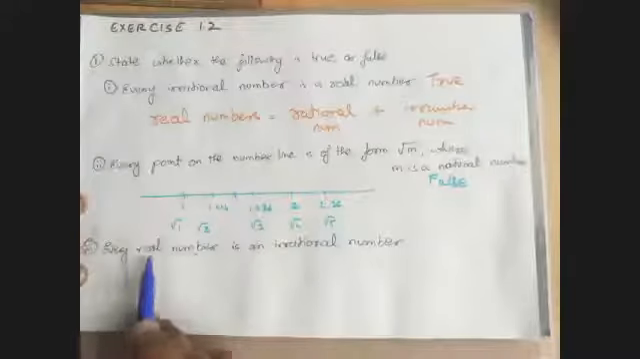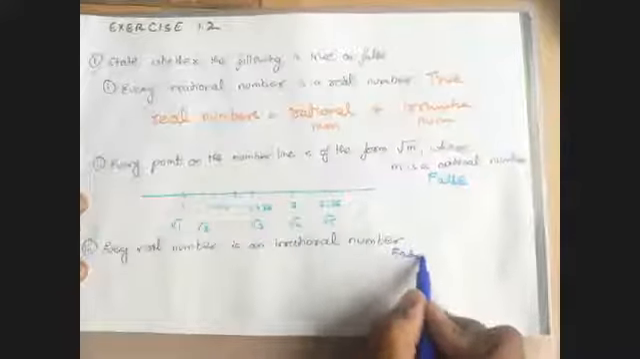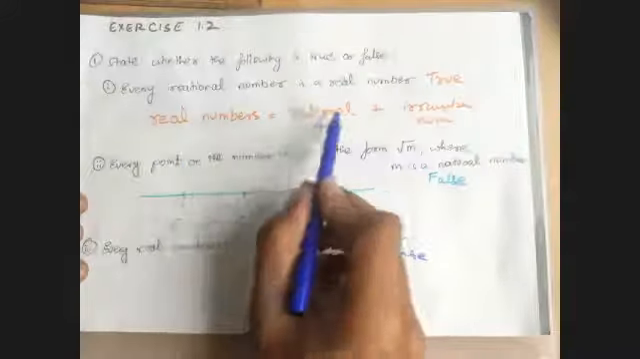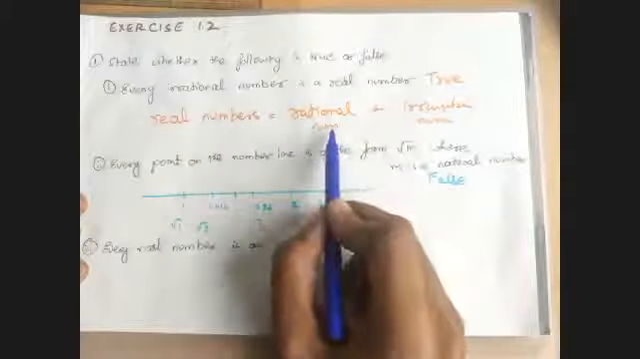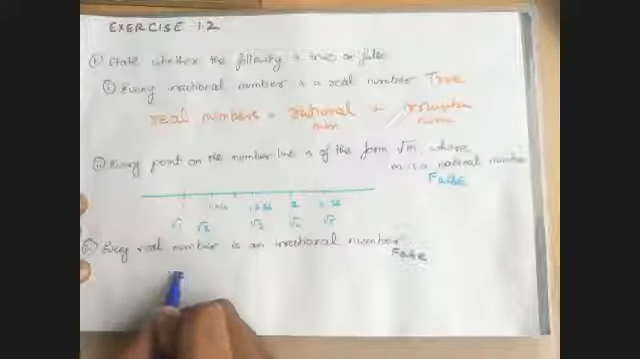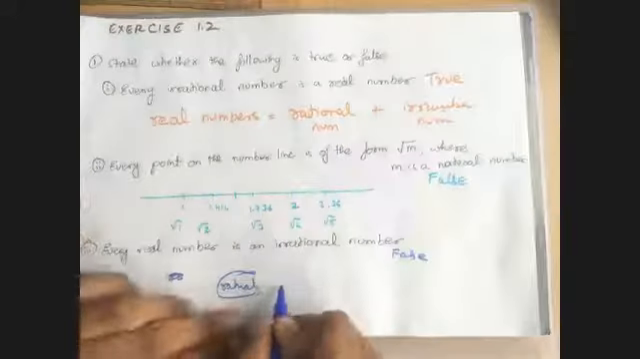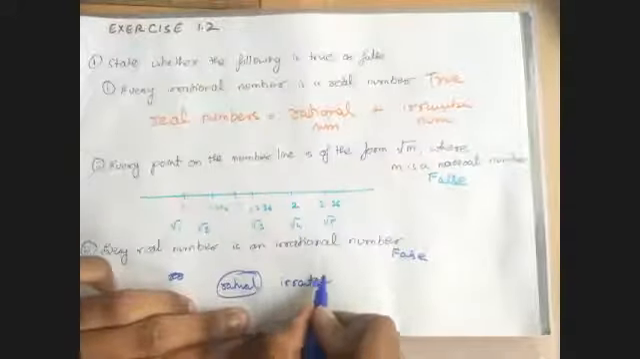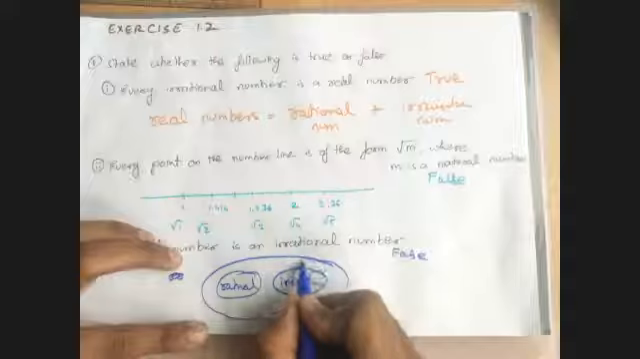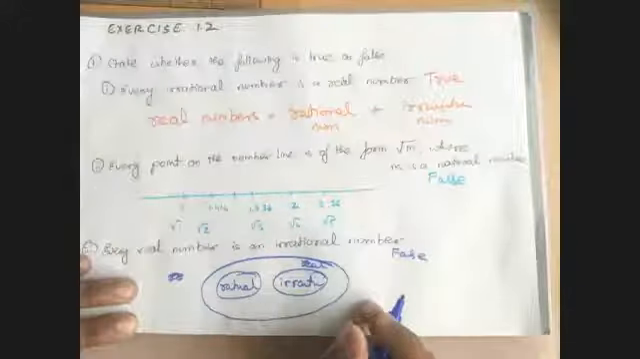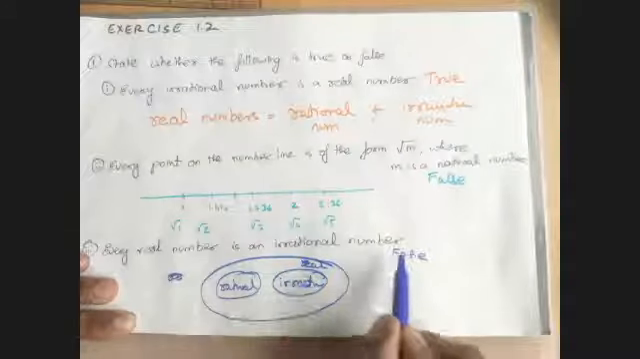Now they are asking, every real number is an irrational number. No, it is false, because real numbers are rational plus irrational. Rational numbers are a set, and irrational numbers are another set. Both together form real numbers. So real numbers, which include rational numbers, cannot all be irrational numbers. So it is false.